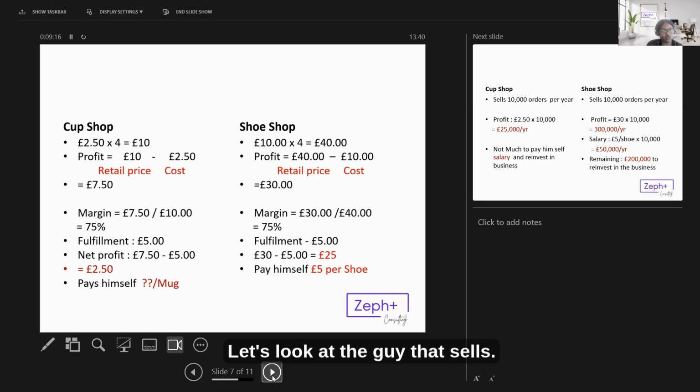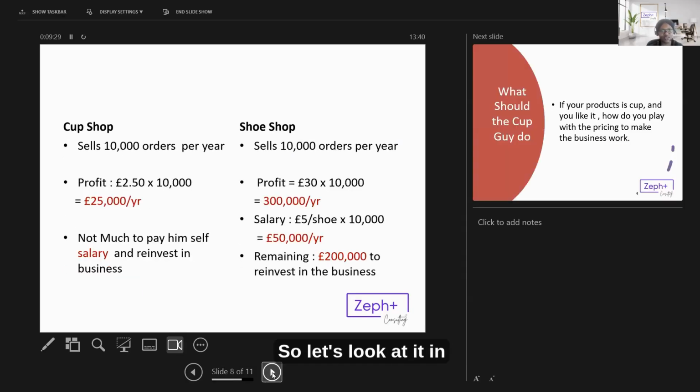Let's look at the guy that sells cups. After removing the fulfillment cost, what he has is £2.50. Now, what can he pay himself? I'll leave it to you to answer this question. So let's look at it.